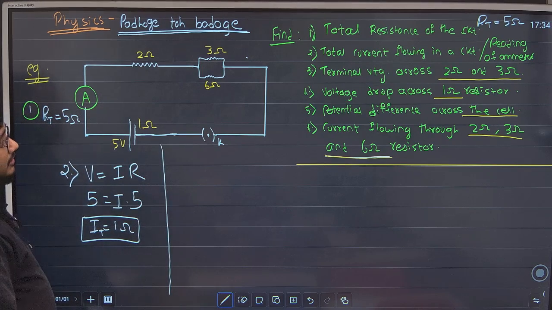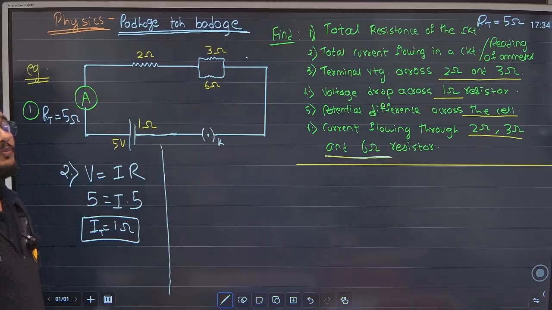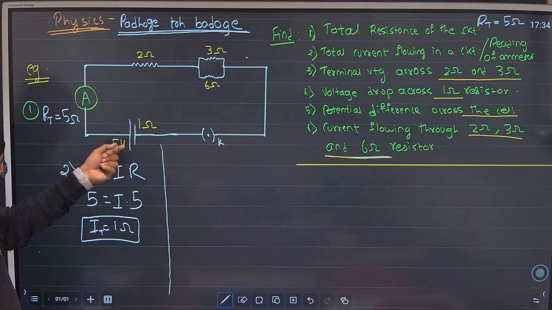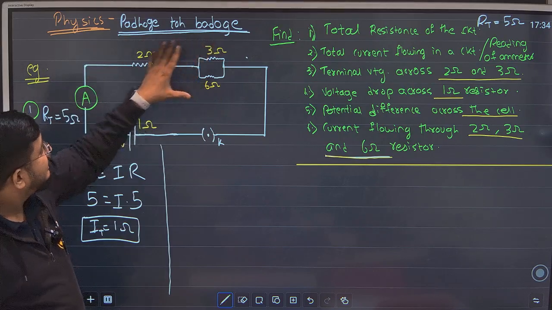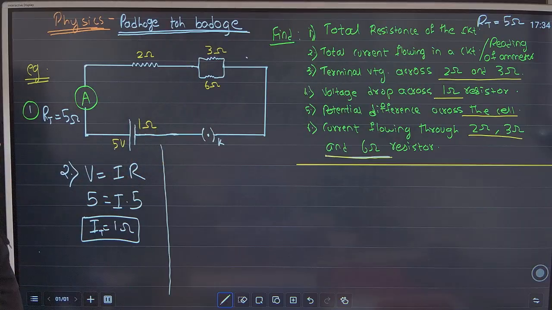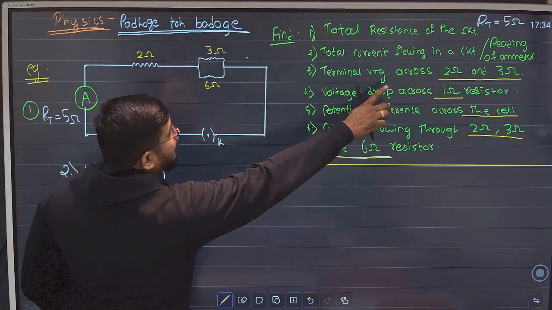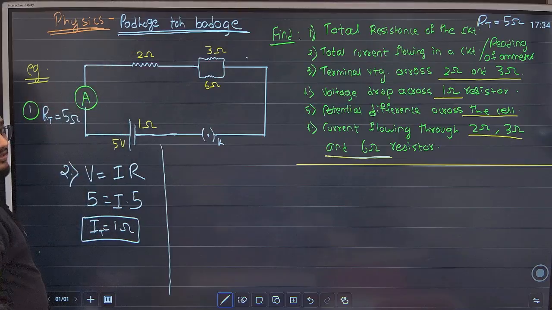Next, third: terminal voltage across 2 ohm and 3 ohm. What is terminal voltage? The voltage that we get near the cell is basically called the EMF. 5 volt is termed as the EMF. That is the maximum voltage. Now when we connect resistors, we will get voltage over here, and this voltage value will be decreasing. For example, they are asking terminal voltage across 2 ohm and 3 ohm. We need to find the voltage over here. Simply, there is a trick. You should understand the trick.